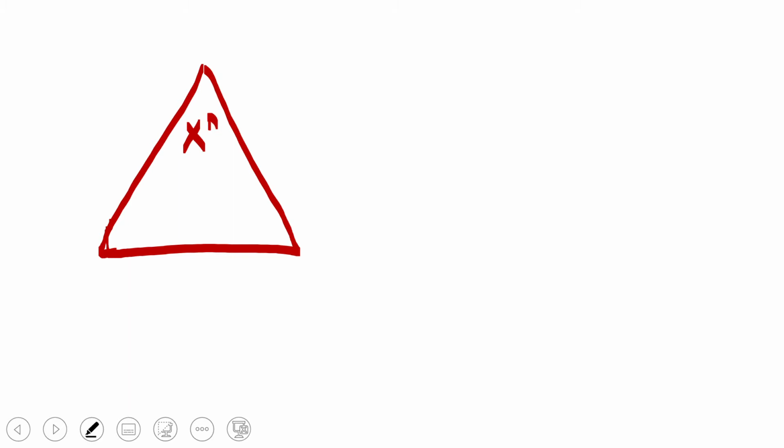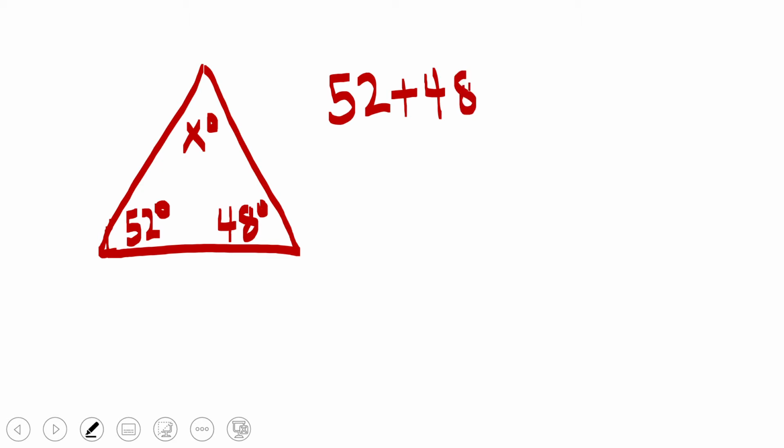For instance, if we have an angle of x degrees, but we're given the other two angles in degrees, such as in this triangle, we can add all the angles together and set them equal to 180 and solve for x.